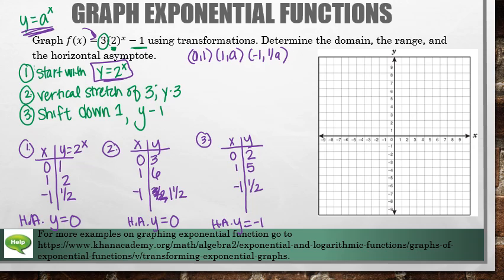Now I can graph this and draw my asymptote. These are my main points on this graph: (0, 2), (1, 5), and (-1, 1/2). You have to go all the way down to that horizontal asymptote. And there you go, there's your sketch.